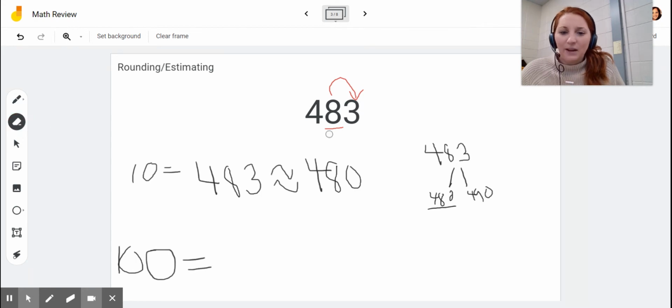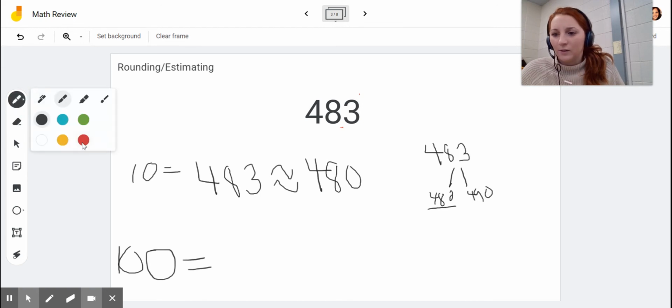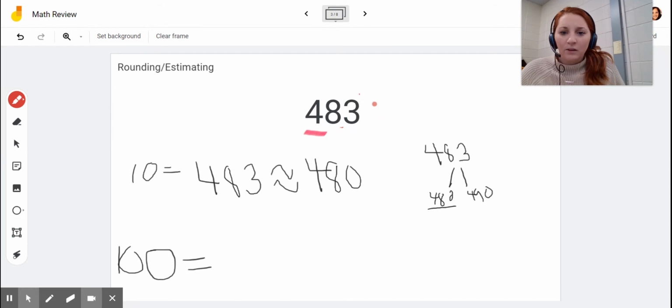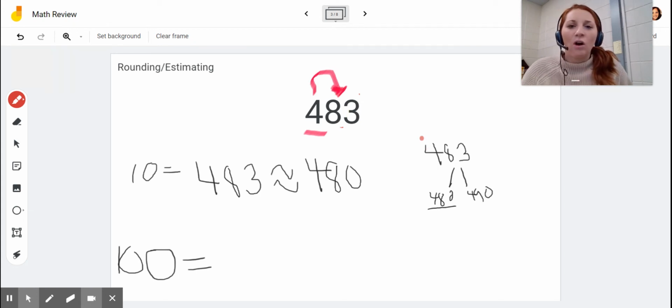First, I need to identify my number that's in the 100 spot. So let me erase this. Okay, my number in the 100 spot is the 4. Underline the 4. Looks like I'm on the highlighter, but that's okay. Underline the 4, draw an arrow to the 8. The 3 doesn't matter. All that matters is the number that the arrow is pointing to. The arrow is pointing to the 8.